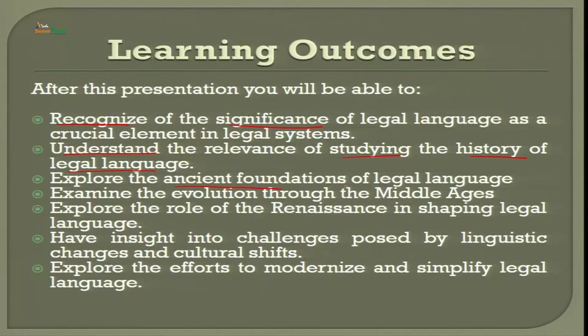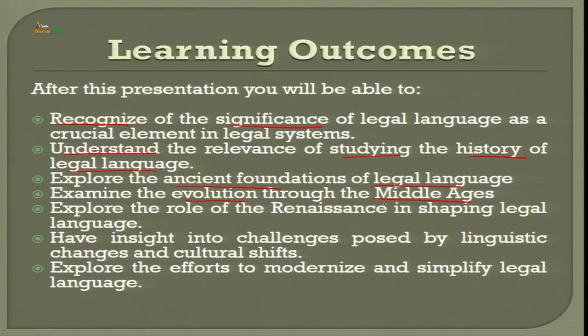Explore the ancient foundations of legal language. After this lecture, you would be able to explore it. Further, you would be able to examine how that language evolved through the Middle Ages. I have categorized this lecture into several categories: the Middle Ages, Old English, then Latin influence, and then the modern influence. I am going to tell you about each of them according to their stages and ages.